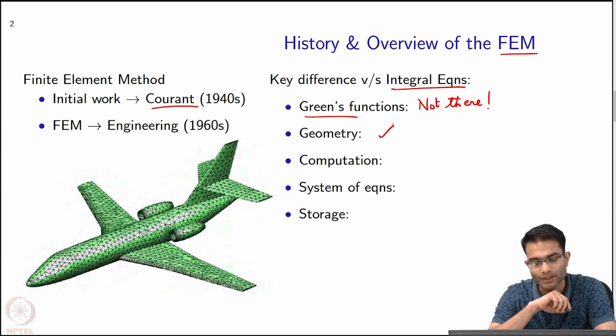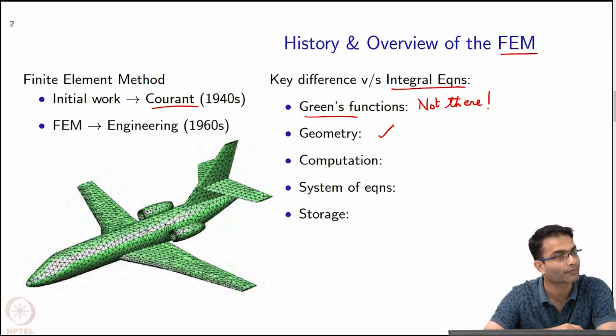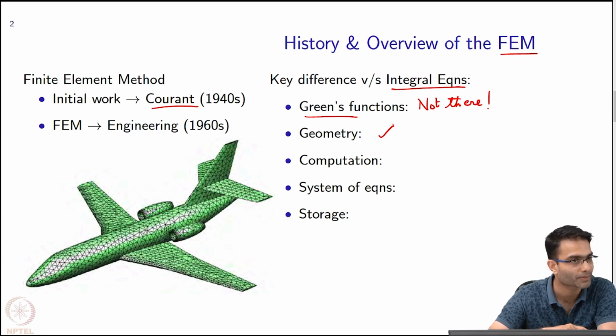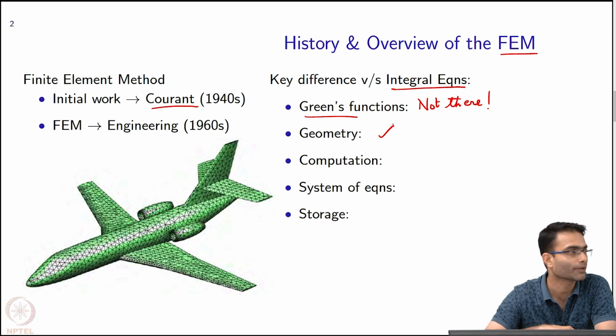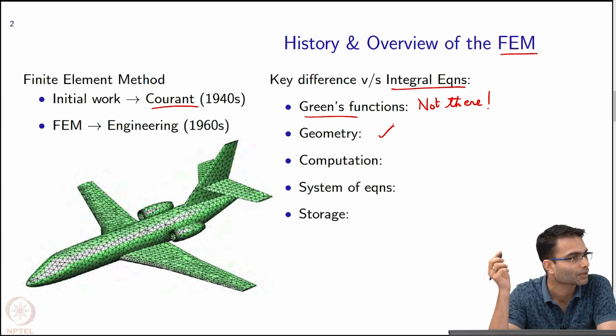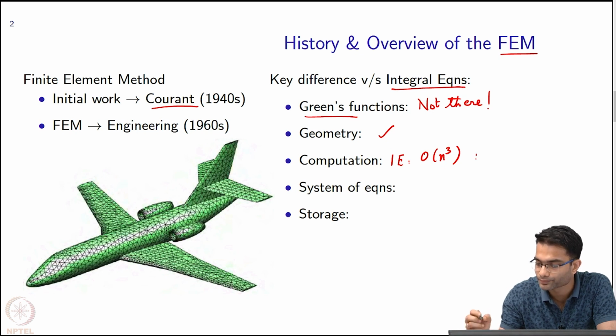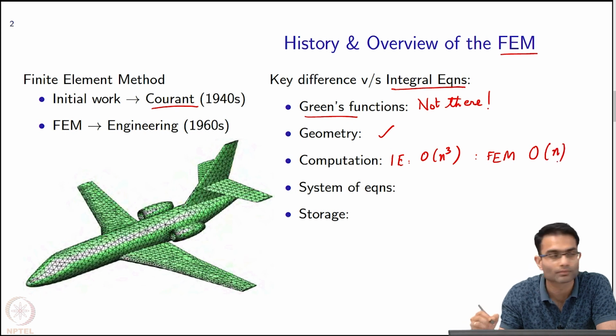Then something that we will look into in detail as we go along: the computational cost is very low compared to integral equation methods. Say you got an n by n system of equations. What was the complexity of solving it in integral equation methods? Those of you who have done linear algebra, for an n by n system of equations, what is the complexity of solving them? N cube, right? So integral equation was order of n cube. In FEM, this turns out to be almost order n.